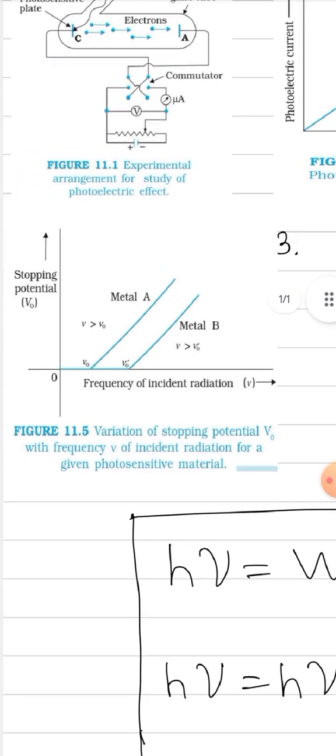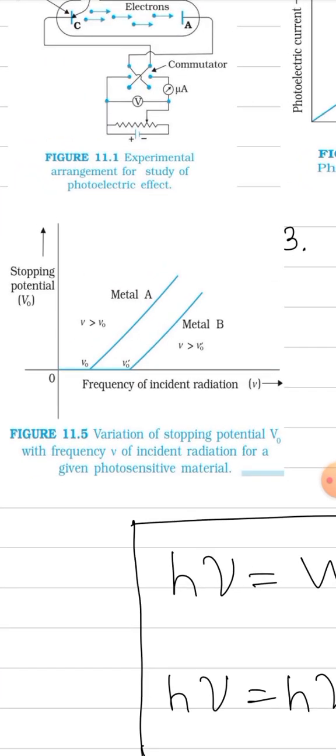In the third curve, we have shown the frequency of incident radiation versus stopping potential. When we increase the frequency, the stopping potential increases, meaning the kinetic energy is increasing. And also there exists a threshold frequency. Below that, the electrons are not emitted.